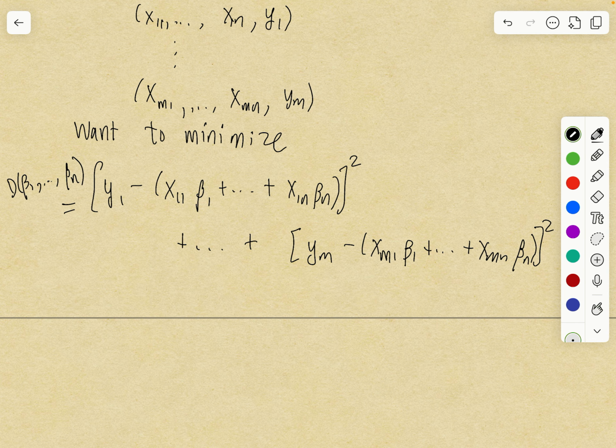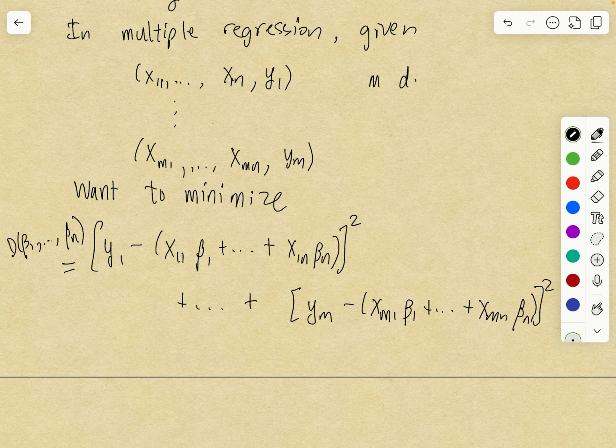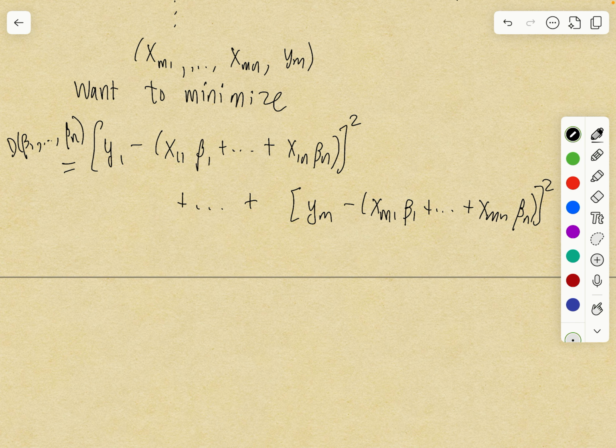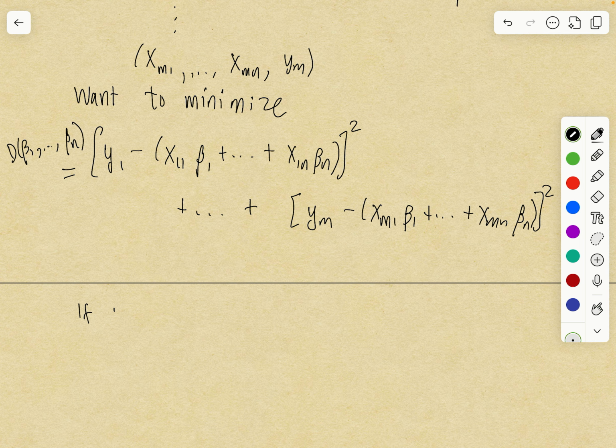So in this case, you're given m data points, but your y's are functions of n different variables, and you're trying to find the linear function of those n variables that gives you the closest approximation to the data. Okay, so again, this is a residual sum of squares, right? You're taking the sum of the squares of the residuals, and you are trying to minimize them.